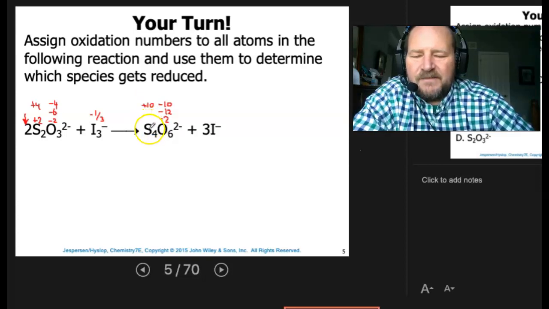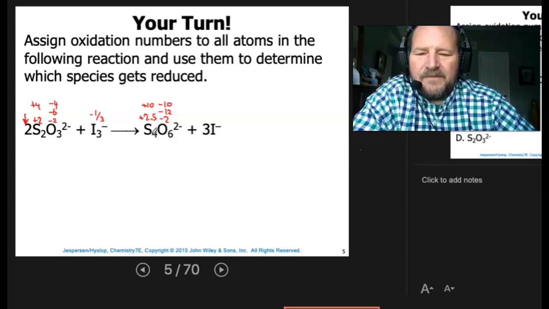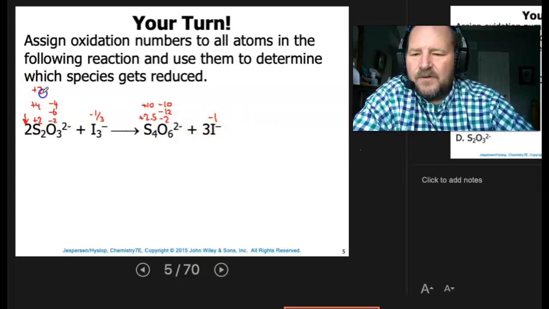That means the S4 then has to be plus 2.5, or 5 halves. And then out here, the 3 again is not going to matter. So the iodine is now -1. So sulfur overall went from +2 to +2.5.